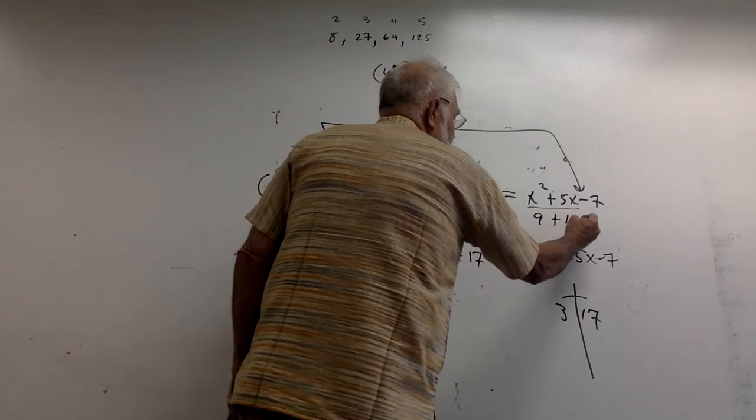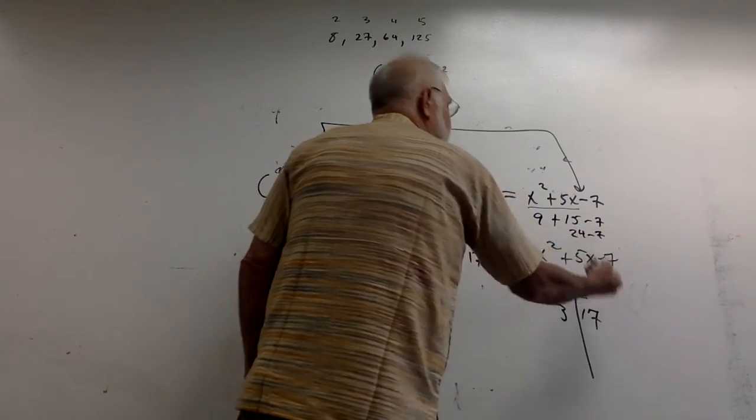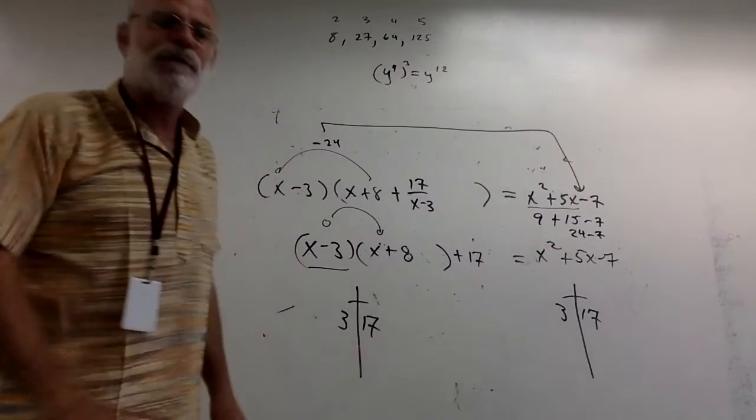9 plus 15 minus 7. 24 minus 7. That is 17. I'm moving on.